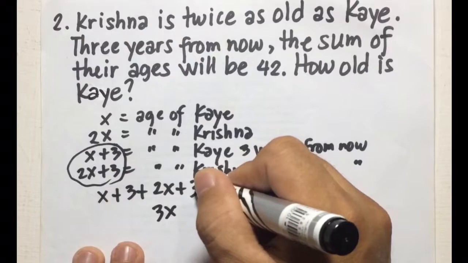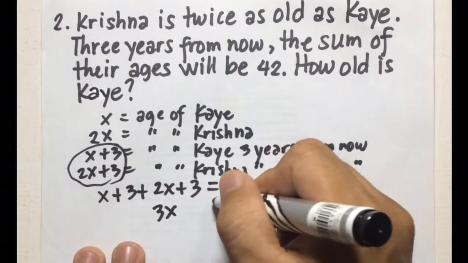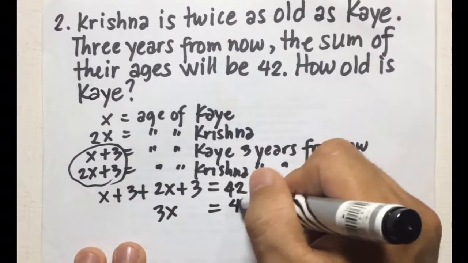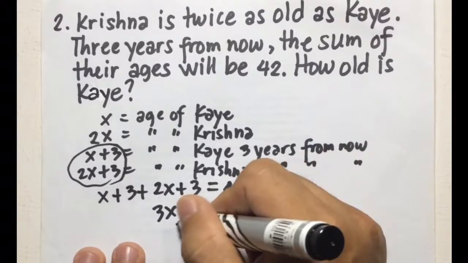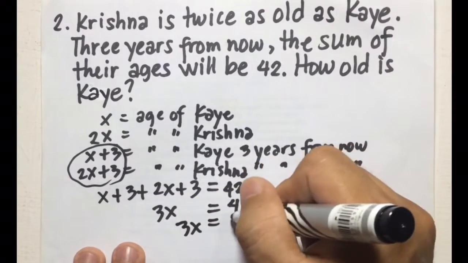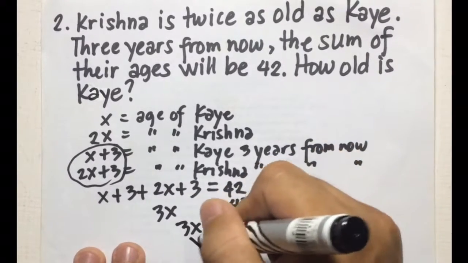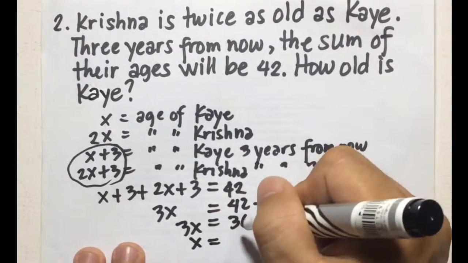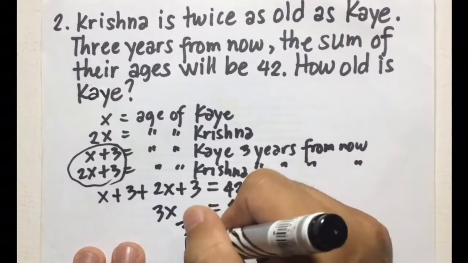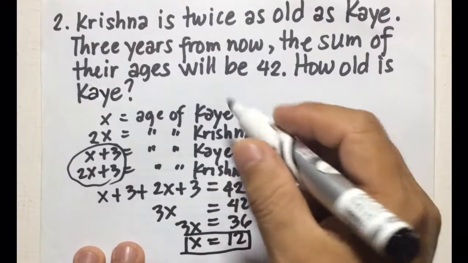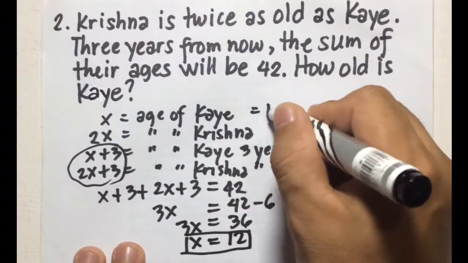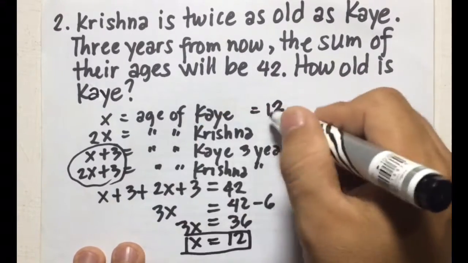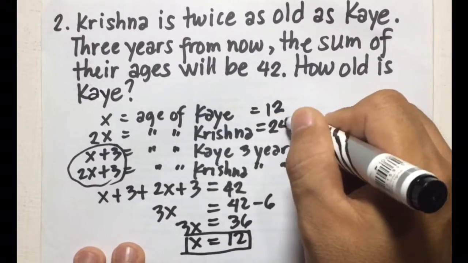Then answering the equation, X plus 2X is 3X. 3 plus 3 is 6. Then transpose that one to the right side. We're going to have 42 minus 6. So 3X is equal to 42 minus 6, which is 36. Then 36 divided by 3 is equal to 12. So X here is equal to 12. So the age of K is equal to 12. Then Krishna will be 24.